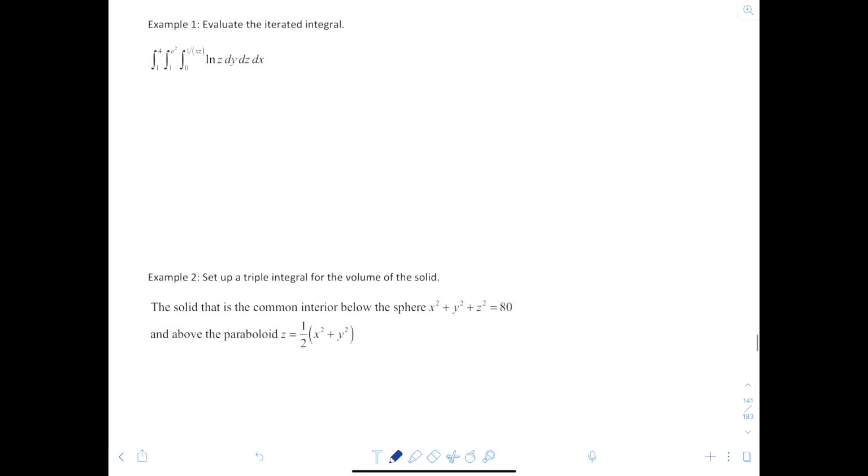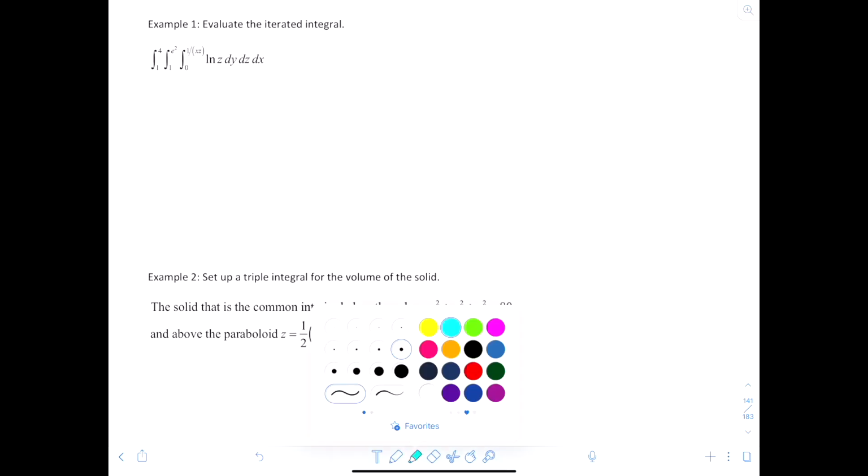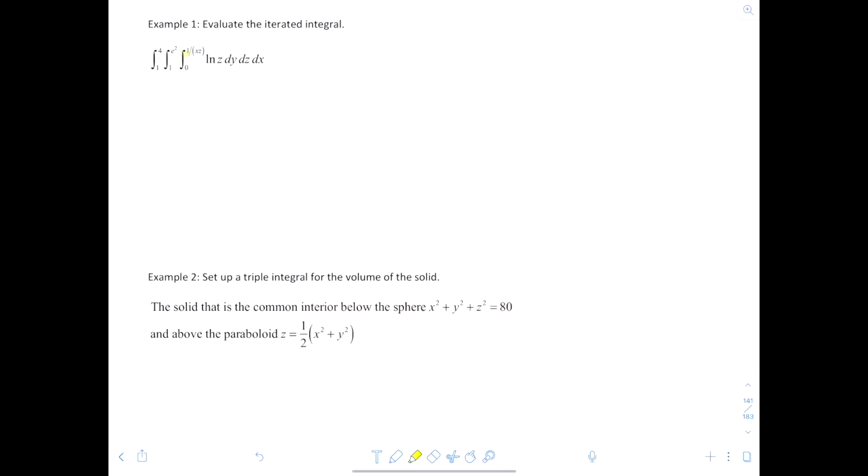All right, so let's evaluate the iterated integral. We'll just start out easy here. So here we go. We've got the integral from 1 to 4, the integral from 1 to e squared, and the integral from 0 to 1 over xz of natural log at z with respect to y, so dy, dz, and then dx. So here we go. Our very first one that we're going to deal with is this one here.